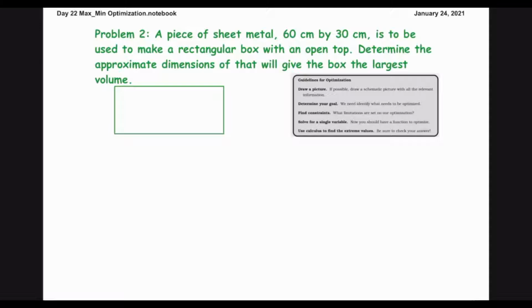In problem 2, we are told that a piece of sheet metal, 60 centimeters by 30 centimeters, is to be used to make a rectangular box with an open top. Determine the approximate dimensions of the box that will give the box the largest volume.